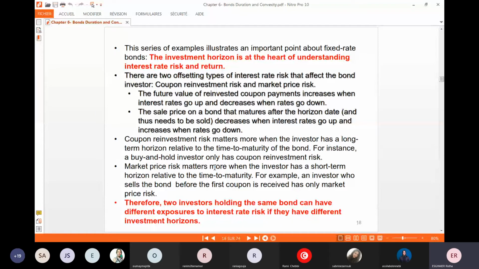Therefore, two investors holding the same bond can have different exposures to interest rate risk if they have different investment horizons. وهون شفنا the impact of or the importance of the investment horizon على الريتيرن نتاعك. نجموا two investors they buy the same bond but for different horizons, الريتيرن نتاعهم ينجم يكون different. والinterest rate risk ولا variation of the market interest rates على الريتيرن نتاعهم the impact will be ولا can be different.